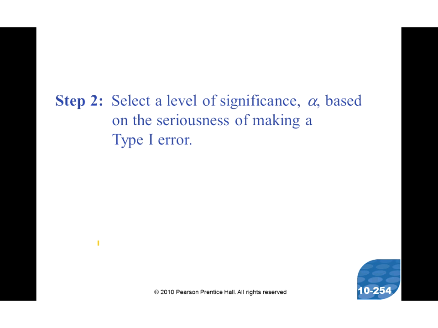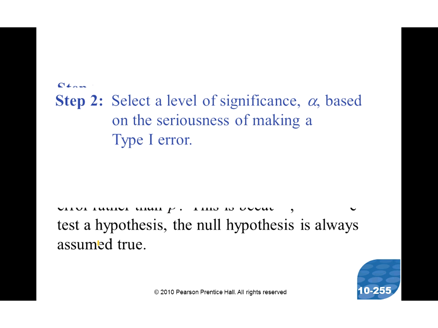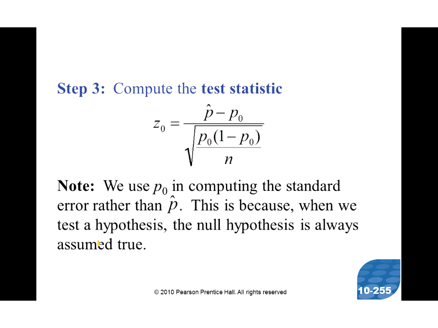We're always going to select the level of significance, alpha, based on our seriousness of making a type 1 error. So this is how the test statistic is calculated: z naught equals p hat, which is the test proportion, minus p naught, over the square root of p naught times 1 minus p naught over n. And why do they use p naught in the standard error rather than p hat? Because when you test a hypothesis, you're always assuming the null is true.